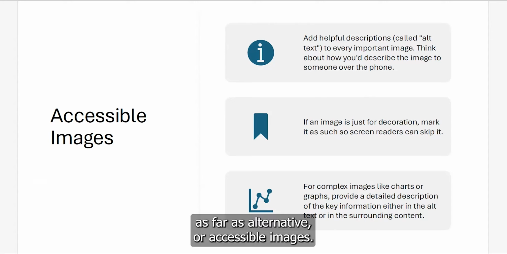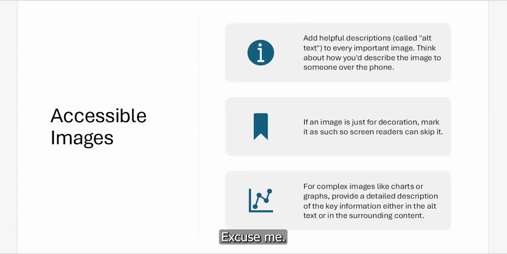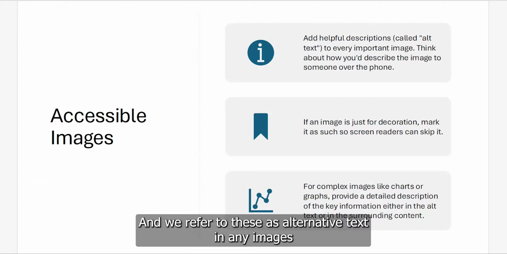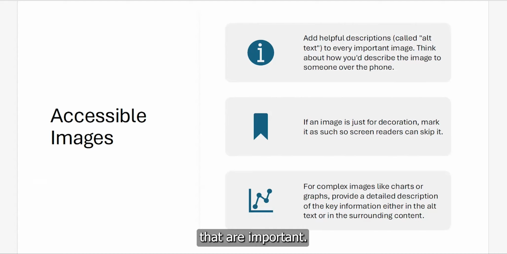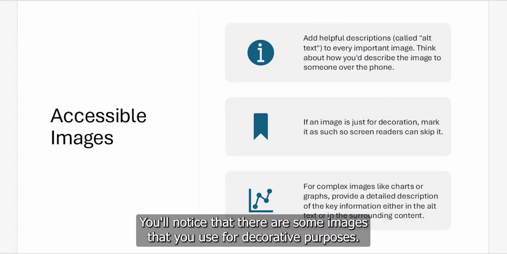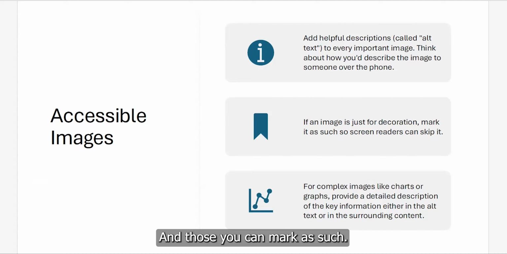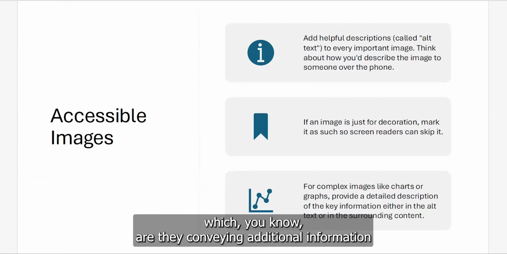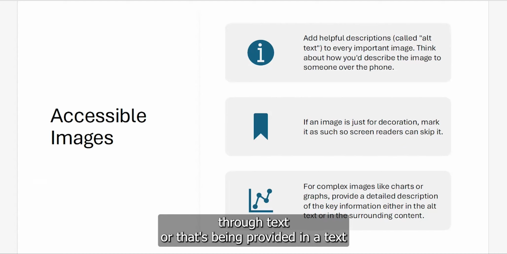And now, as far as alternative text for accessible images, here are some things you want to consider. We want to add helpful descriptions, and we refer to these as alternative text, to any images that are important. You'll notice that there are some images that you use for decorative purposes, and those you can mark as such. They don't have to have alternative text. So you really have to decide which images are important, and which are conveying additional information, or whether that information is being provided in the text.